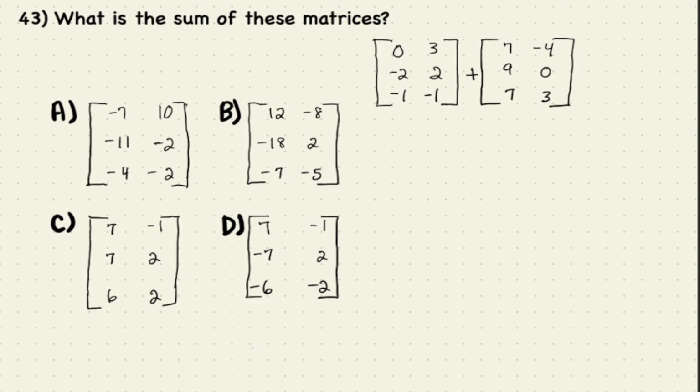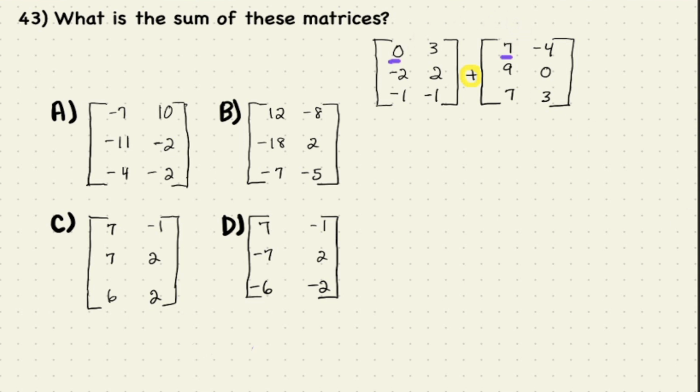Number 43, what is the sum of these matrices? So we have 2 of these matrices that are being added together. So let's go ahead and begin. As you can see, we have 0 being added to 7. So just take a look here. We have a plus sign here, and that's why we're adding. Okay, so 0 plus 7 is equal to 7.